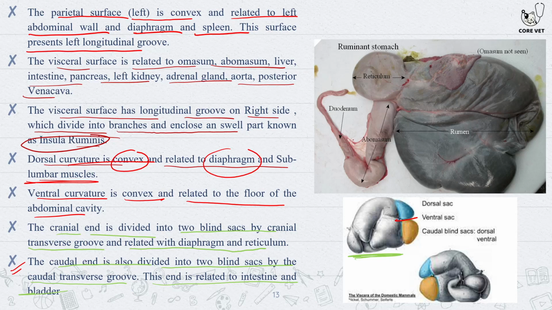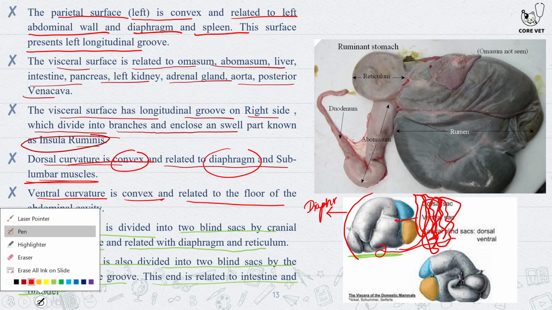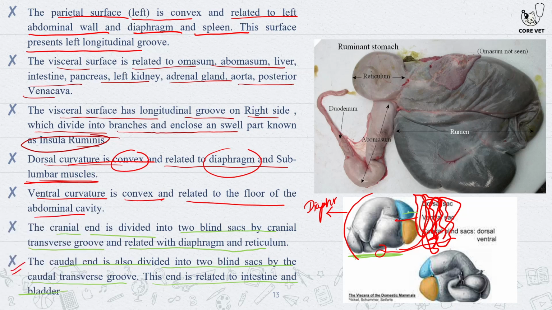And obviously, in the cranial end there is the diaphragm, we all know that. And we all know that after the abomasum, there will be the intestine present like this. The intestine is present in the abdominal cavity after the abomasum. So this caudal end will be in contact with the intestine. That's obvious. That's how the intestine and the caudal part of the rumen are in contact.